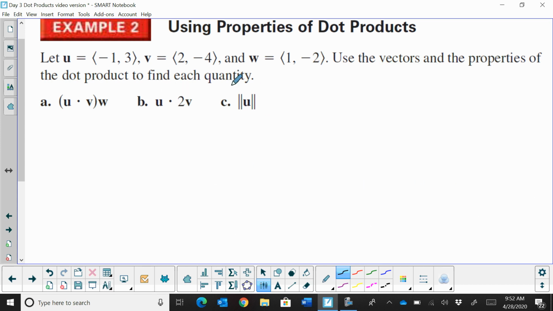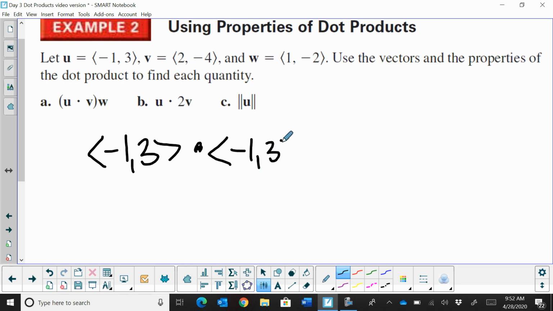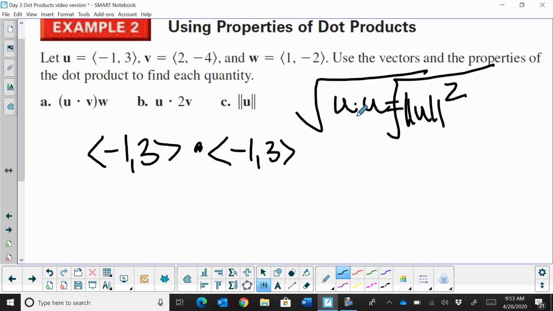Now to find the magnitude of u, I'm just going to take u times u. And then once I get that, that's going to give me u squared, right? So u times u is going to give me the magnitude based on that definition of u squared. So once I get to here, I'm just going to take the square root of that answer and I can get just the magnitude of u.